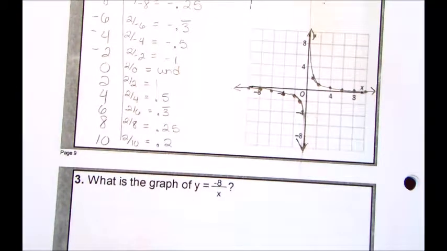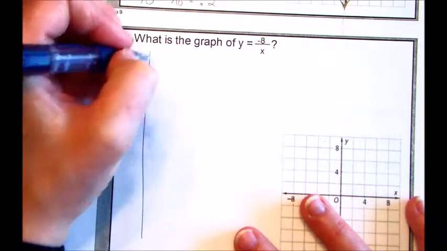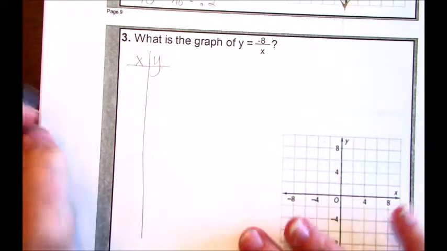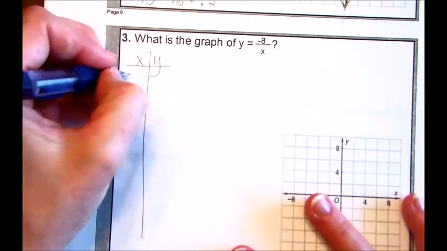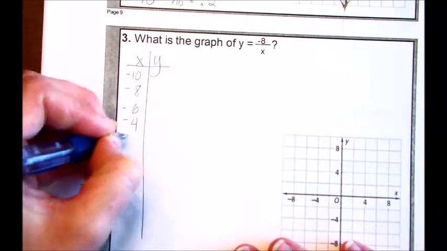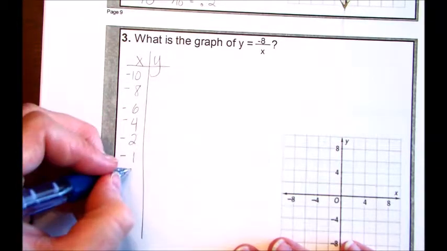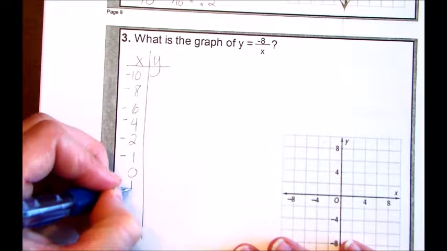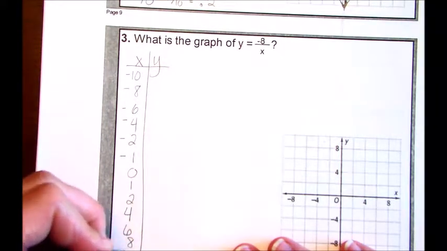Now we're going to do that again, but may I please encourage the sub to pause the video here. We're going to plug in the same numbers, guys. Maybe we'll even plug in 1 and -1 this time. So -10, -8, -6, -4, -2. Let's plug in -1, even though we didn't last time. 0, 1, 2, 4, 6, 8, and 10.